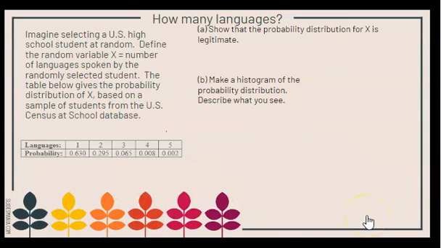Okay, imagine selecting a high school student at random. Define the random variable X as the number of languages spoken by a randomly selected student. The table below gives the probability distribution of X based on a sample of students from the U.S. Census at School database. So our table has the number of languages, 1 to 5, and then the probability that a student speaks that number of languages based on this sample.